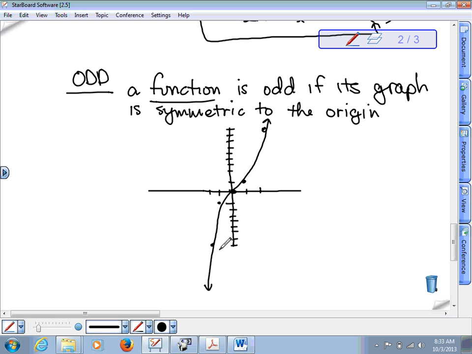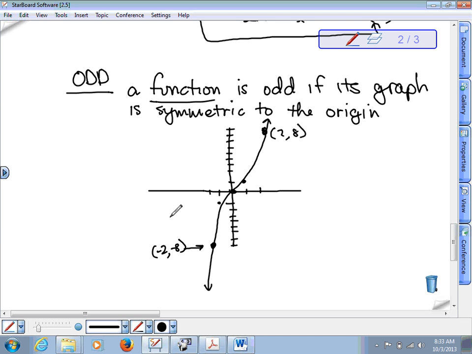Here's what it means to be symmetric to the origin. You guys pay close attention. This point right here is the point (2, 8). What's the exact opposite of this point? (-2, -8). Well, there's a point on the graph that matches that. This point right here is (-2, -8).